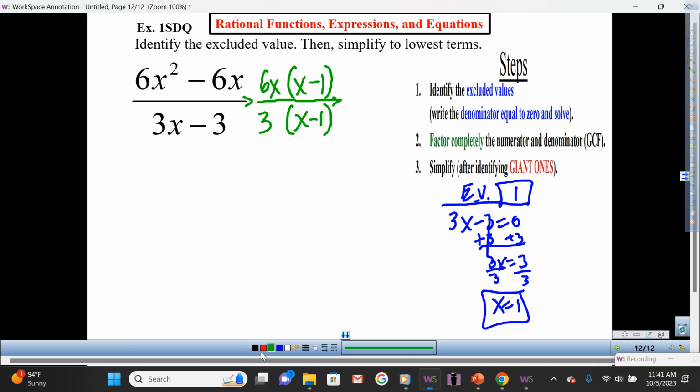Oh! You guys see the giant 1? Which is it? X minus 1. So watch, I'm going to do an actual giant 1 here. Bam. You guys see it? I got skills, I'm telling you. And that leaves us with what? 6x divided by 3, which is? What is 6x divided by 3? 2x. From 1 to 5, how comfortable are you with this so far? 5, 4, 5, 4. Okay, we're getting there.